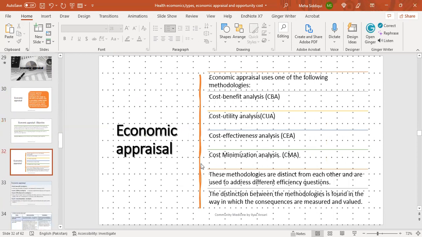Economic appraisal uses one of the following methodologies. These are the four methodologies that are used by economic appraisal. That is cost benefit analysis, cost utility analysis, cost effective analysis, and cost minimization analysis. These methodologies are distinct from each other and are used to assess different efficiency questions. The distinction between the methodologies is found in the way in which the consequences are measured and valued.